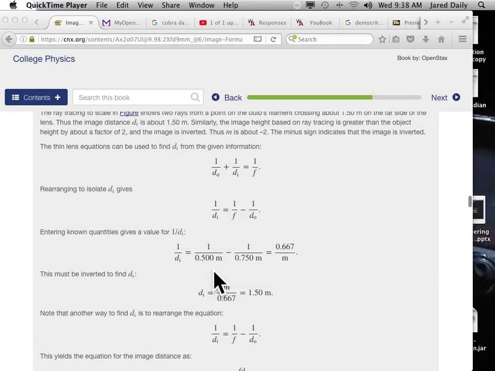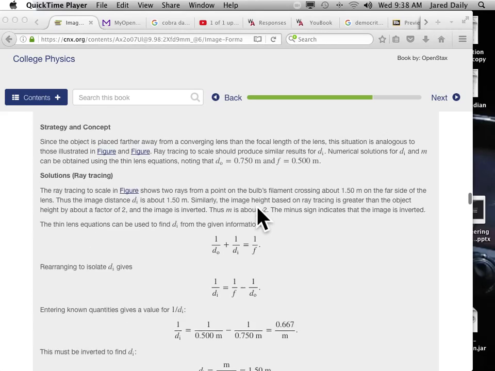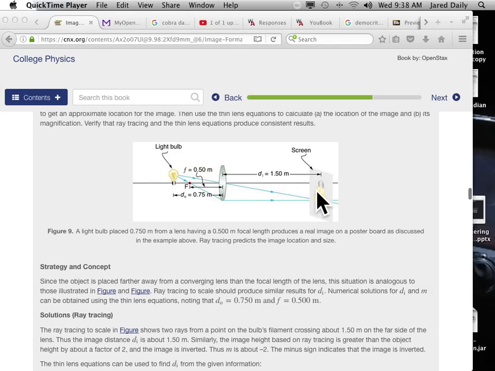Our focal length is 0.5 meters. Our D object is 0.75 meters. When we rearrange this equation to solve for the D image, we end up subtracting these two, so we get 0.667 divided by meters is 1 over the D image. So we invert that, and we get 1.5 meters for our distance to the image. The distance to the image then is way over here.